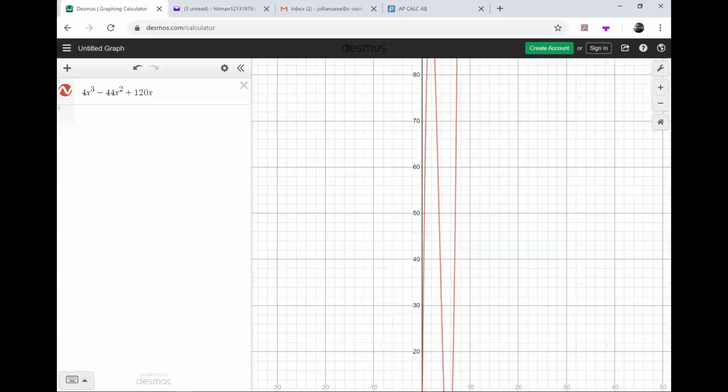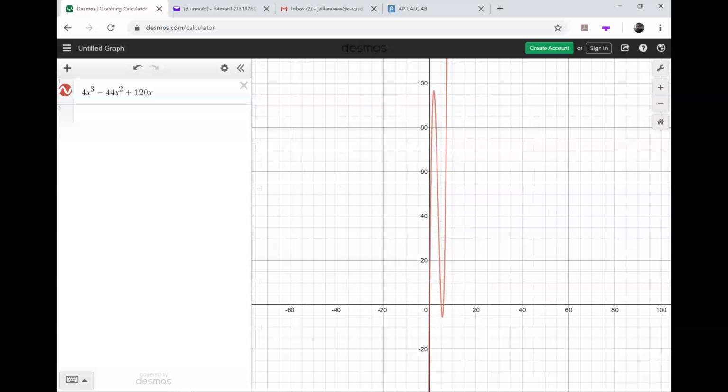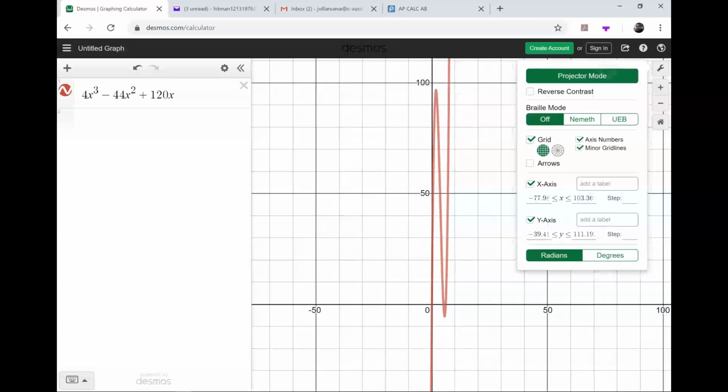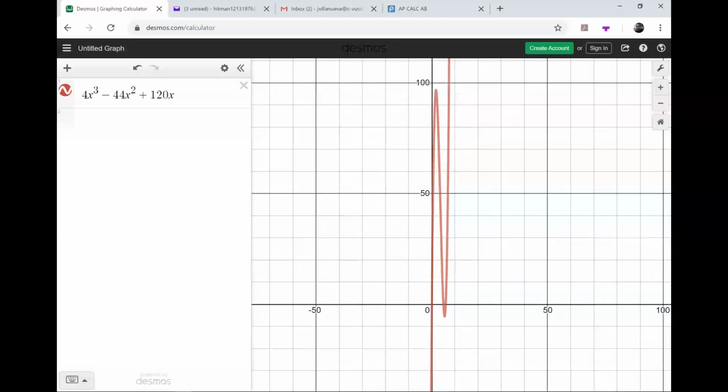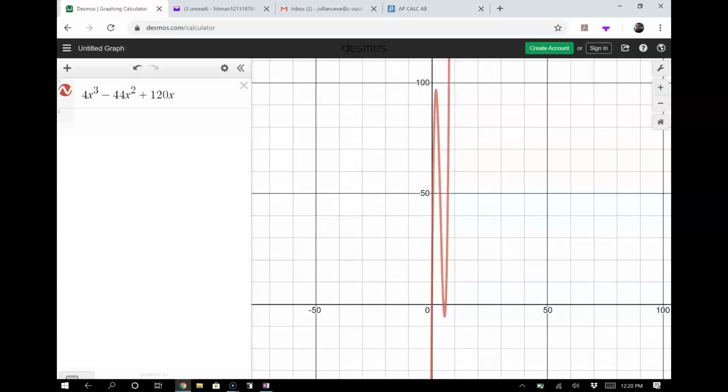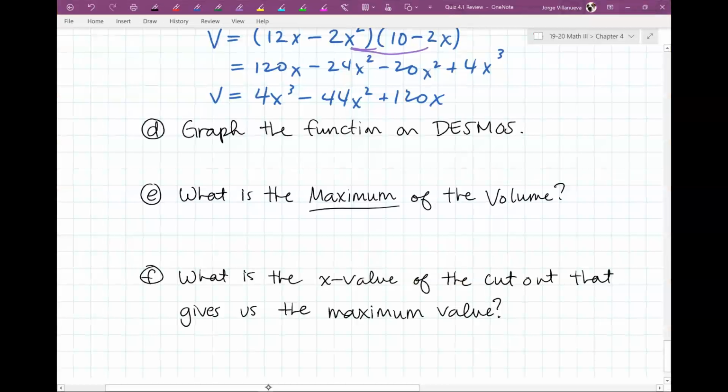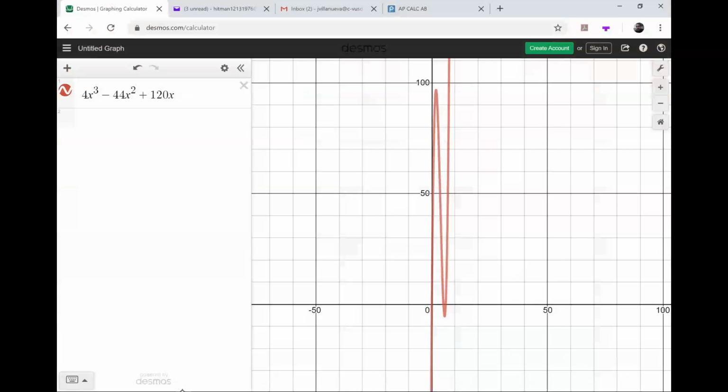It's a pretty large function, but there you go. Let me make this projector friendly. It looks really weird, but the question they asked us was, what is the maximum of the volume? Remember, the maximum means the y value, and then they're going to want the x value after. Let me click on the graph, and you'll notice it shows a point way up there. I'm going to press that point. So the maximum volume is 96.771, and the x value where that happens is 1.811.